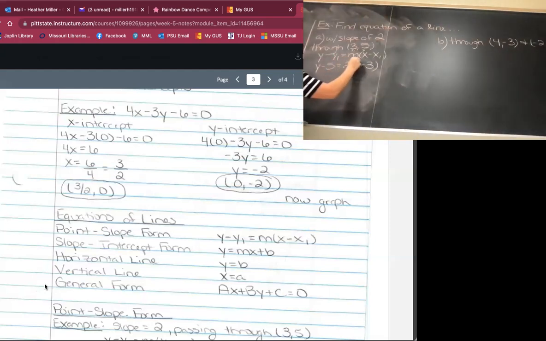So I'm going to distribute my 2 into the parentheses. So it's 2x minus 6. And then I'm going to add the 5 over in order to isolate my y. Negative 6 plus 5 will give me a negative 1. Now I have it in y equals mx plus b form. So there is the equation of a line through the point 3, 5 with the slope of 2.